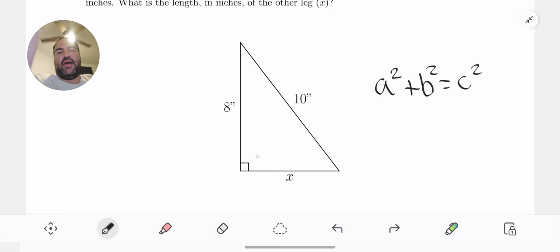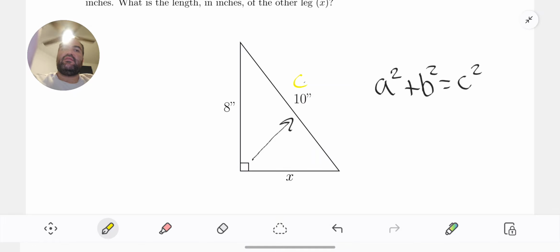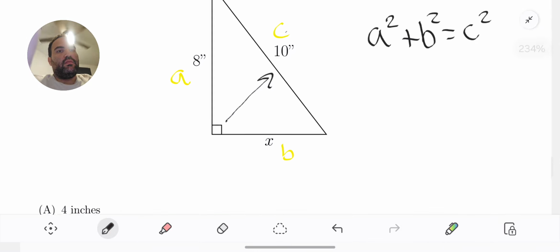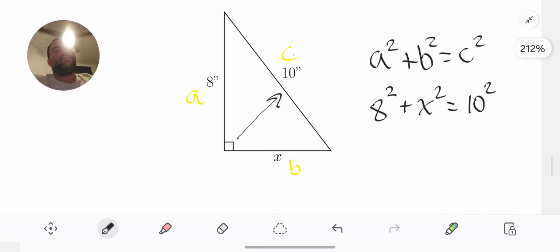The hypotenuse is always across from the right angle. So 10 is my C. The others, it doesn't matter who you call A and B. Okay, I can call 8 A, X B, or I could have switched that, it doesn't matter. Now that I got my ABC, I can start my formula. We got 8 was A, squared, plus B, which is X squared, equals, C is 10 squared.